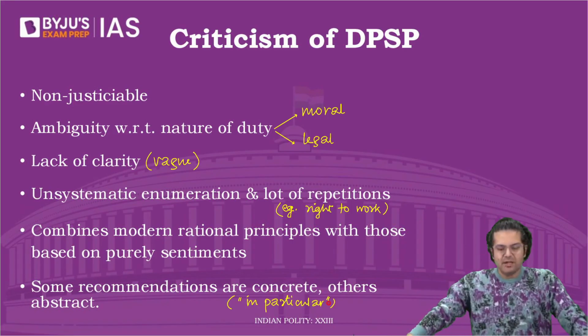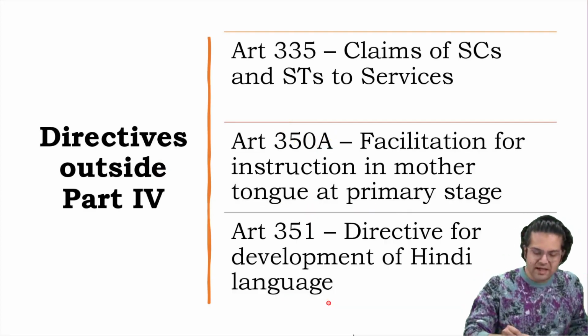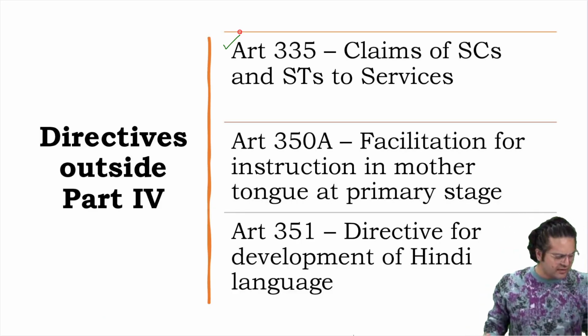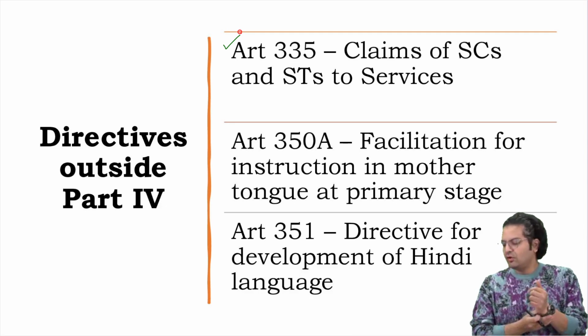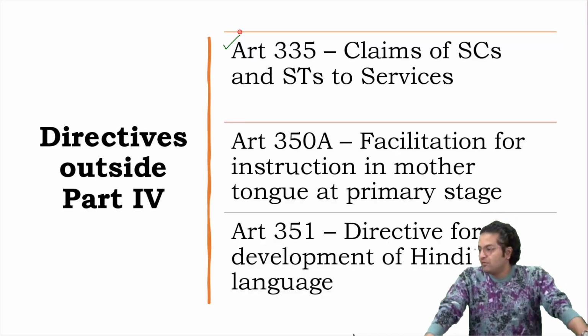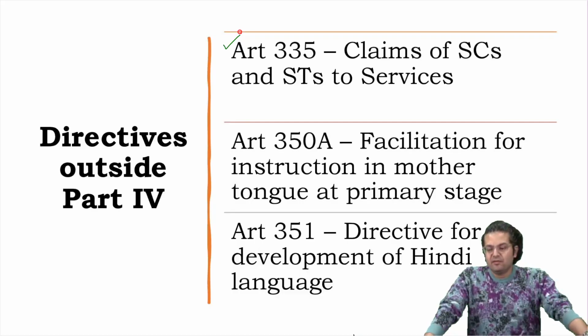We are done. Lastly, there are some directives outside Part 4 also, like Article 335. Do you remember this Article 335 by any chance? I know it's a difficult thing to expect you to remember, but while we were discussing the provisions of Article 16, Clause 4, the Indra Sawhney judgment, there the court said that Article 335 and 16, Clause 4, they go hand in hand. The maintenance of efficiency of administration is very important, right?